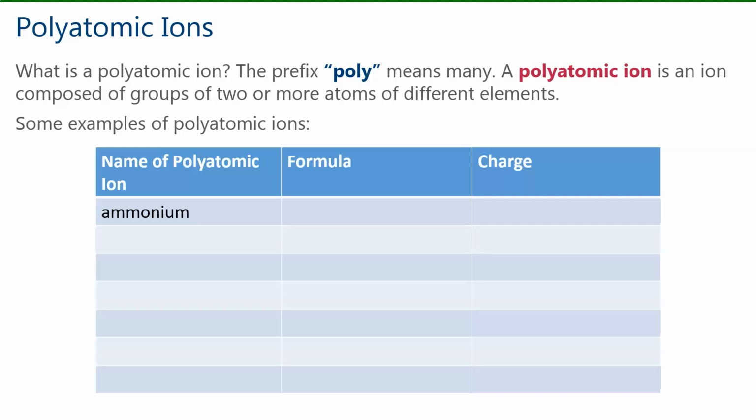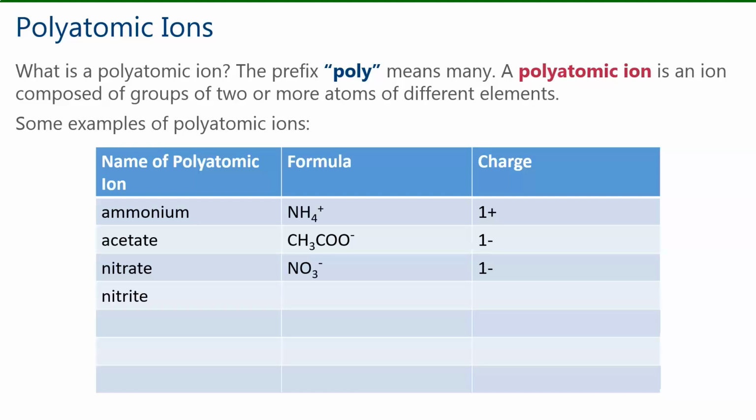Our first example is ammonium, and the formula for ammonium is NH4 with a positive charge, and the charge is 1 positive charge. Our next example of a polyatomic ion is acetate. The formula for acetate is CH3COO with a negative charge. Our charge is -1. Our next common polyatomic ion is nitrate, and the formula for nitrate is NO3 with a negative charge, and the charge is -1.